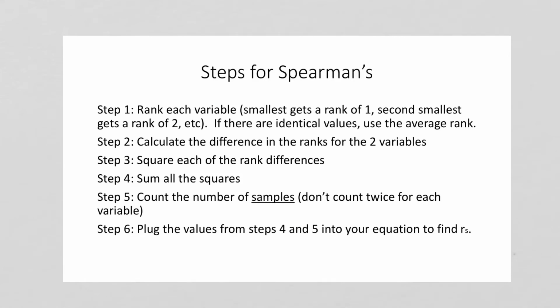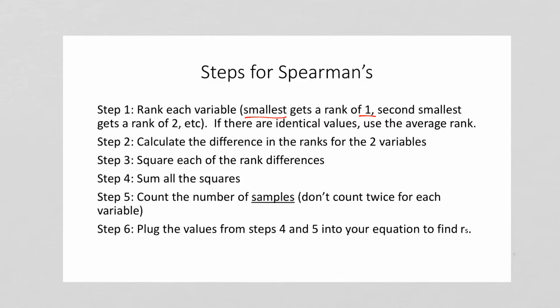In terms of the steps for Spearman's rank correlation coefficient, the first thing you need to do is rank each variable, and I'll show you what that looks like in a second. You need to remember that the smallest value gets a rank of 1, the second smallest gets a rank of 2. If there are identical values, you're going to use an average rank, and we've got identical values in our example, so you'll see what that looks like in a second.